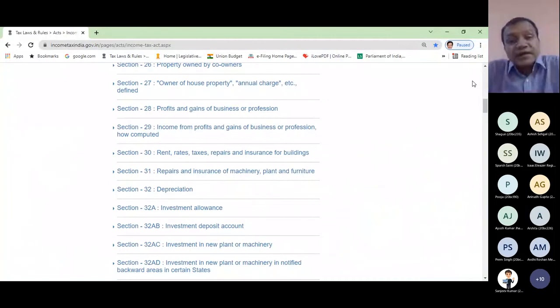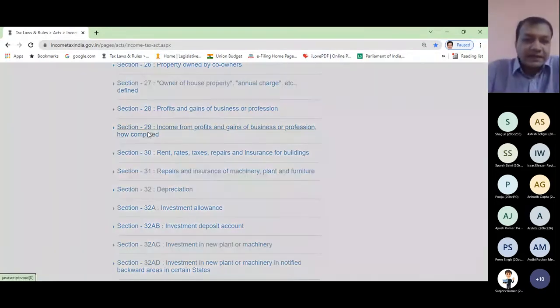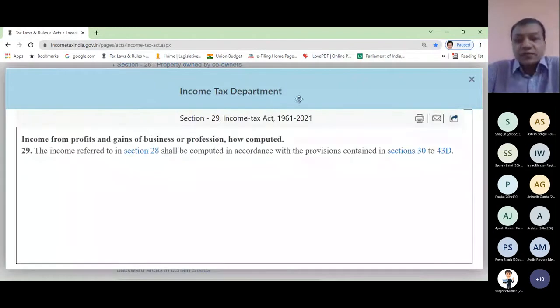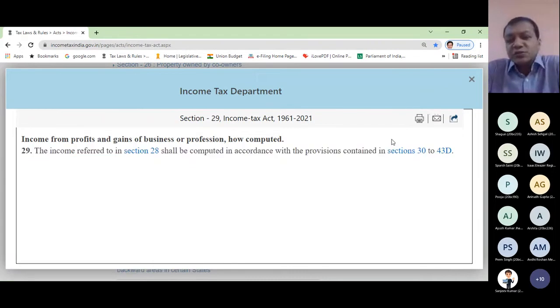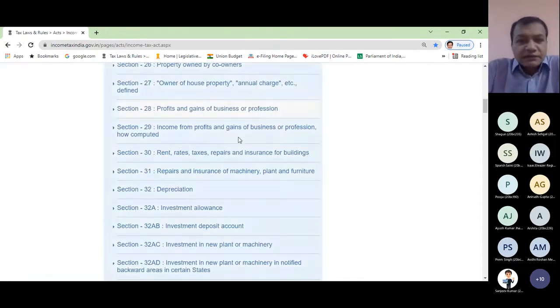Then section 29, the next section, tells you how to compute the income. You can see the heading. It is only a 3-line section, or in fact 1 line. How do you compute? It only says you will compute the income as per the provisions written in the remaining sections of PGBP, starting from section 30 to 43D. It only tells you that you should compute as per the coming sections. And then different sections start.